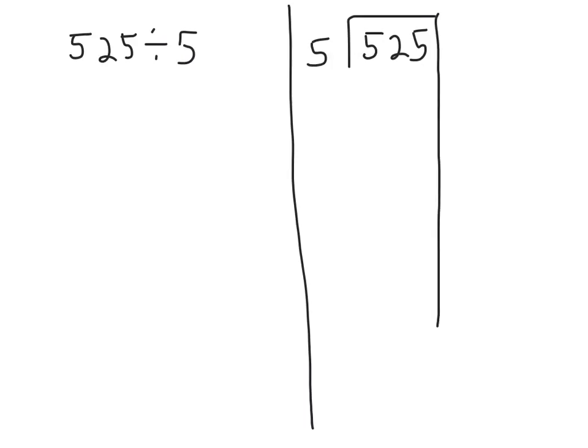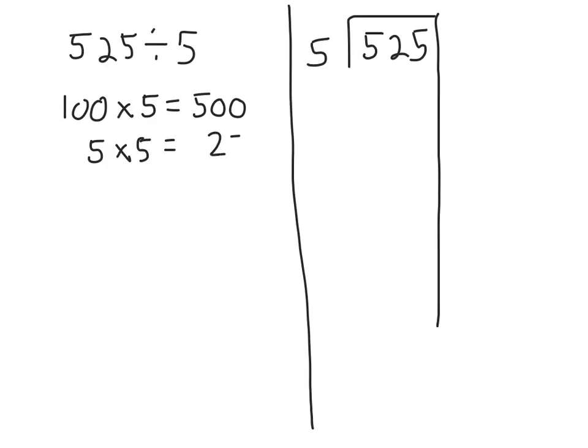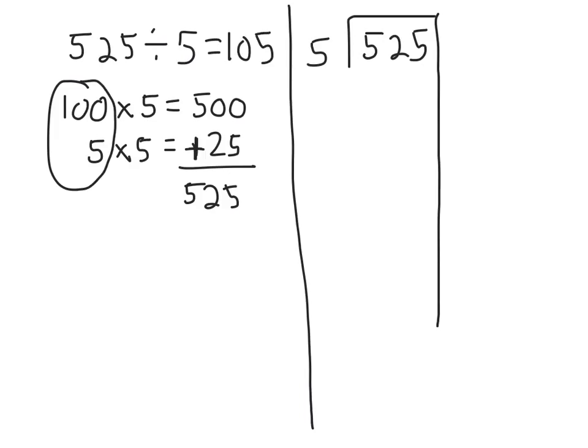Alright, so picking 5 facts. I'm thinking 5 times 100 is a good way to start. It's nice and easy. It's already going to get me to 500. I'm 25 away, so I can do 5 times 5. Add that up, and I am at 525. So my answer is right here. It's 105. There is no remainder.